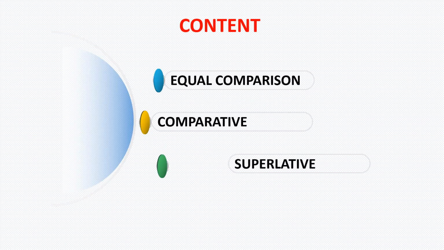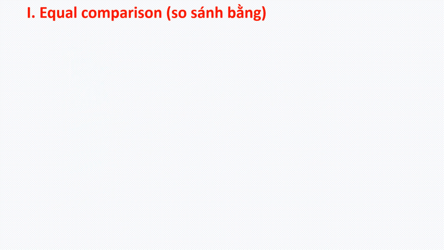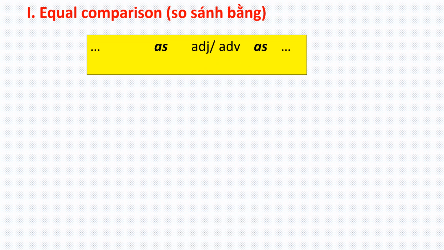This will help you describe things by comparing them. Let's start with equal comparisons. Equal comparisons are used when two things are the same in some way. We use the structure as plus adjective or adverb plus as.